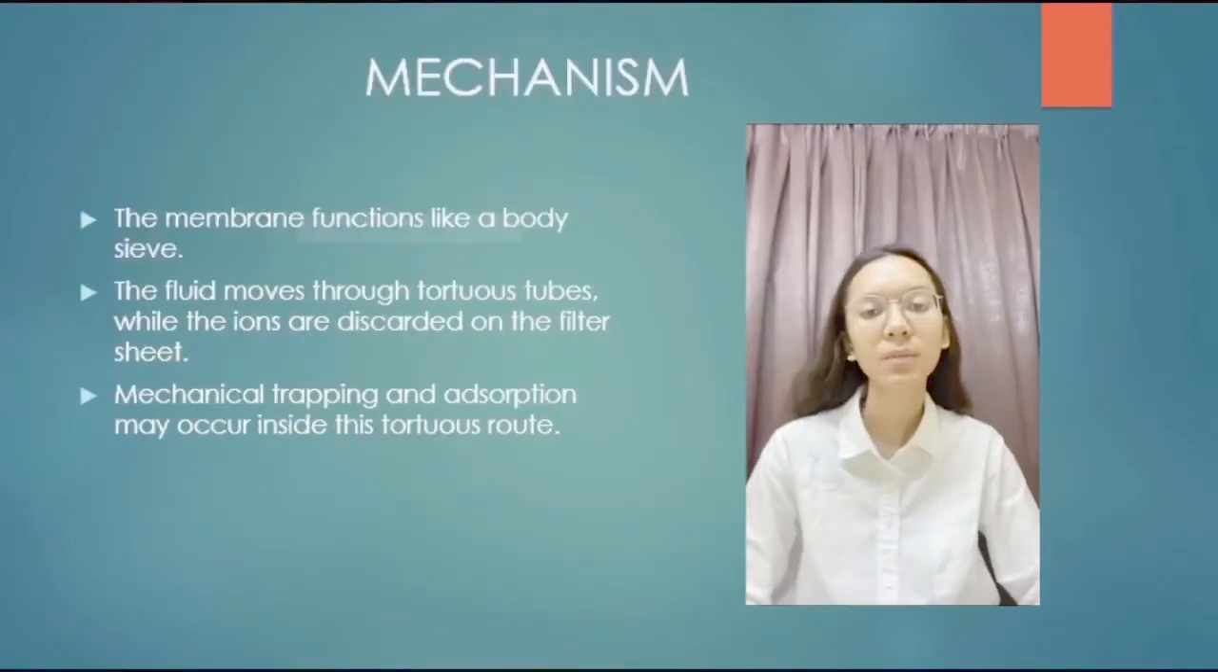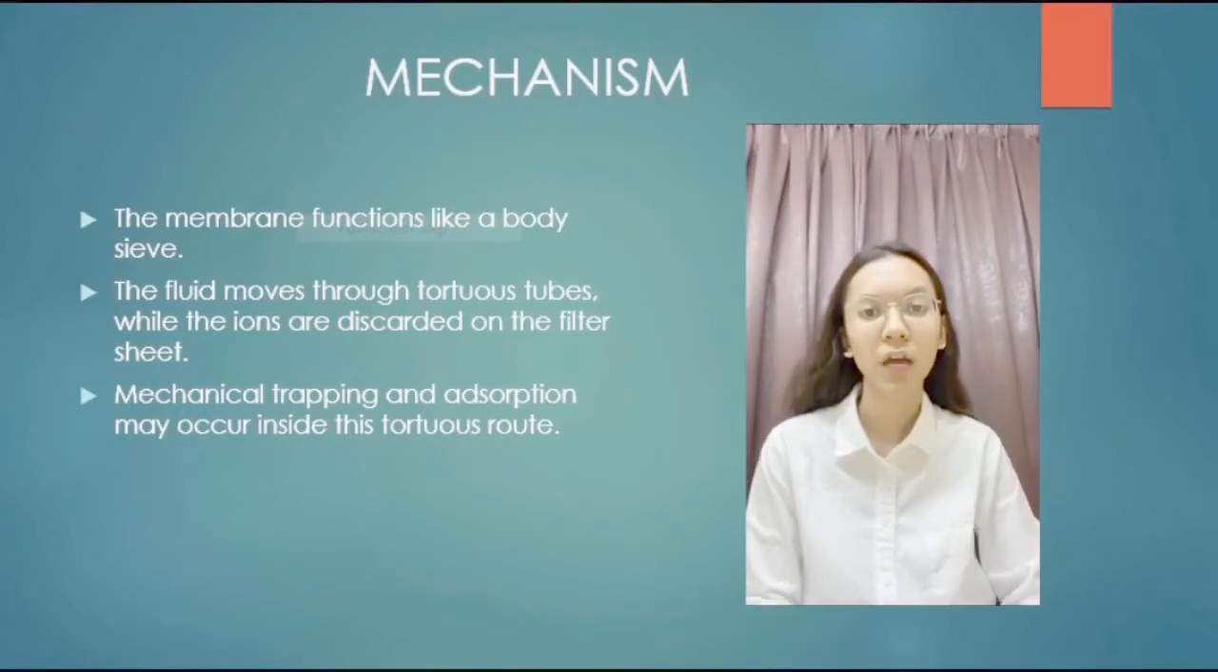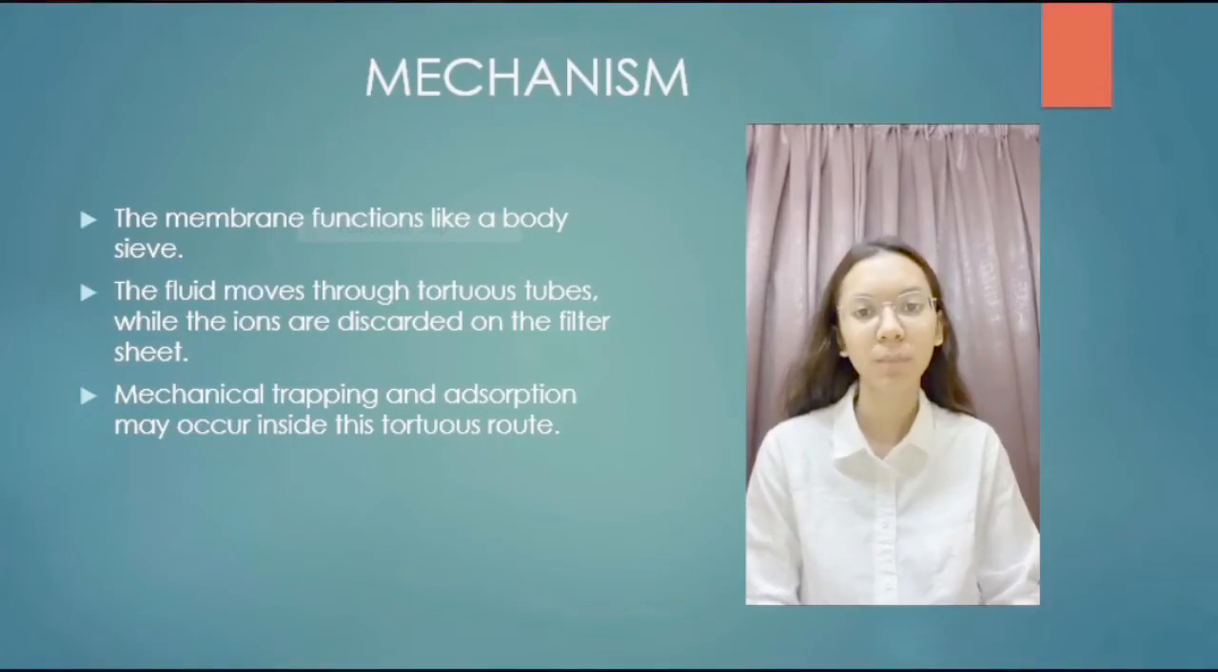The mechanism of microfiltration. The membrane functions like a body sieve. The fluid moves through a tortuous tube while the ions are discarded on the filter sheet. It can be clearly interpreted as a mechanical sieve with pores leading into a capillary, creating a tortuous route. Mechanical trapping and adsorption may occur inside this tortuous tube. One of the applications is to remove micron-sized particles such as bacteria.